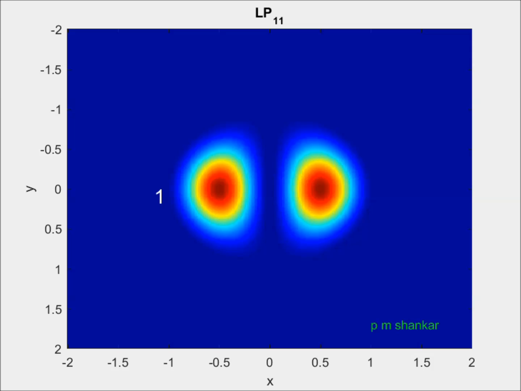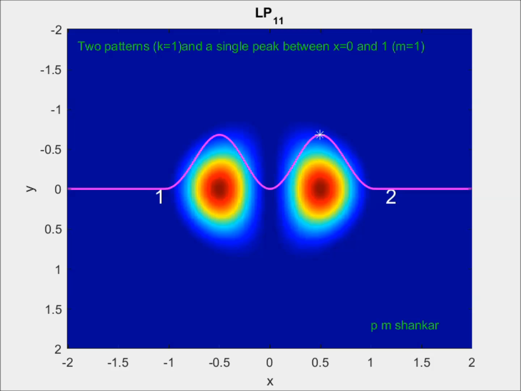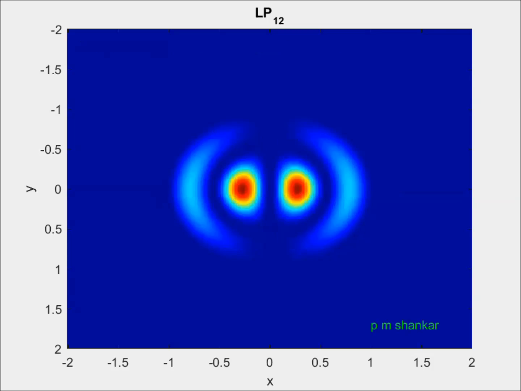LP11 mode. Two patterns within the core and one peak along the core radius. LP12 mode. Two patterns within the core and two peaks along the core radius.